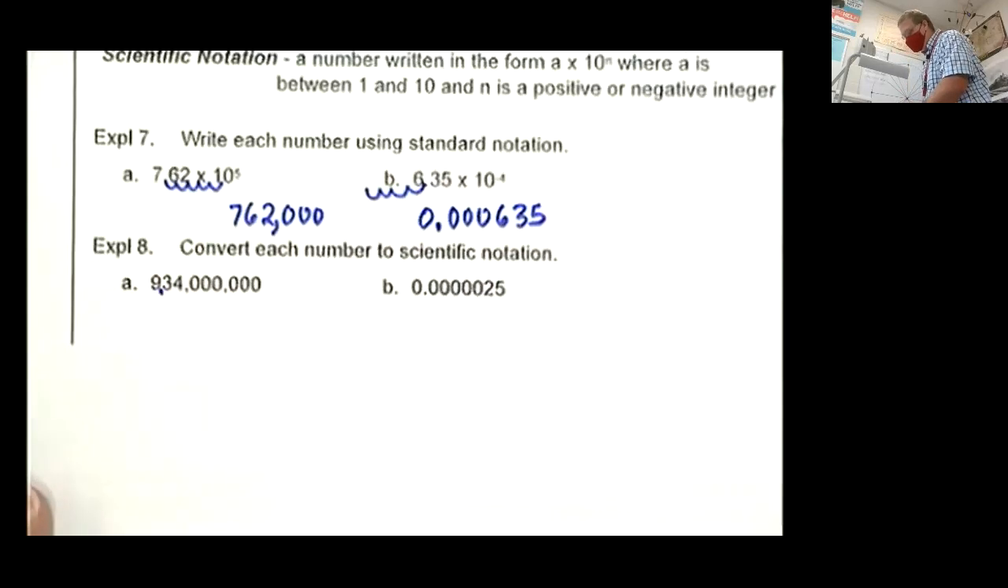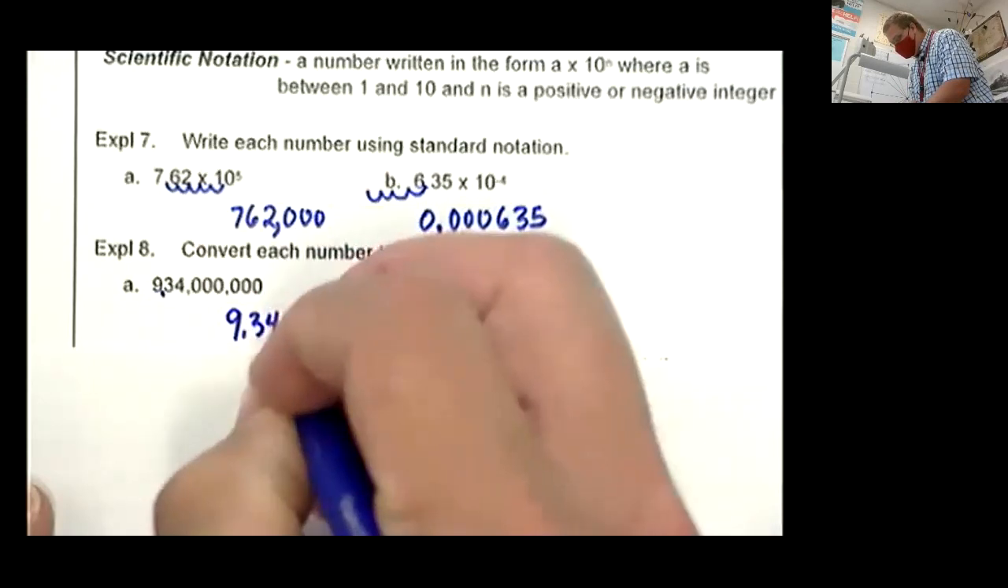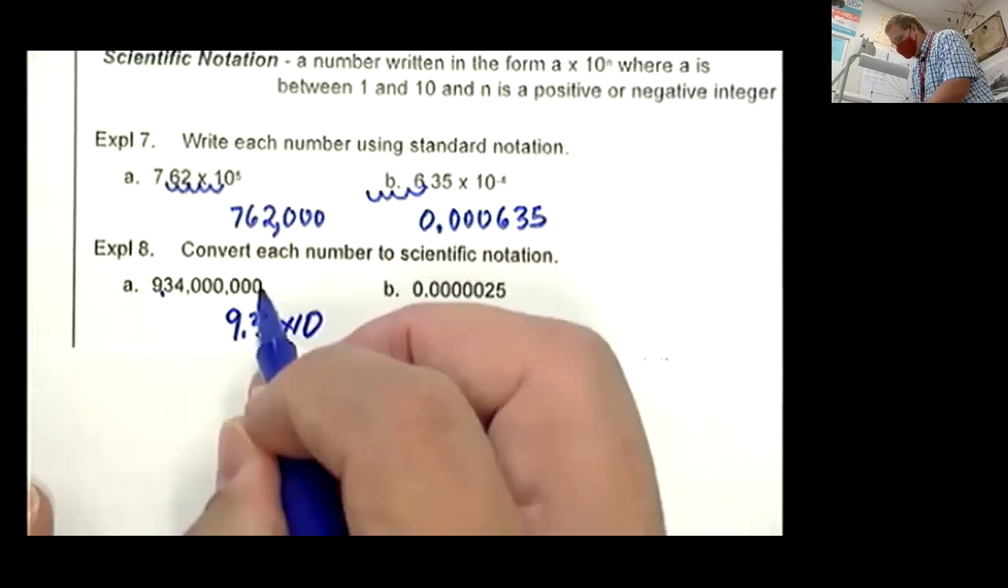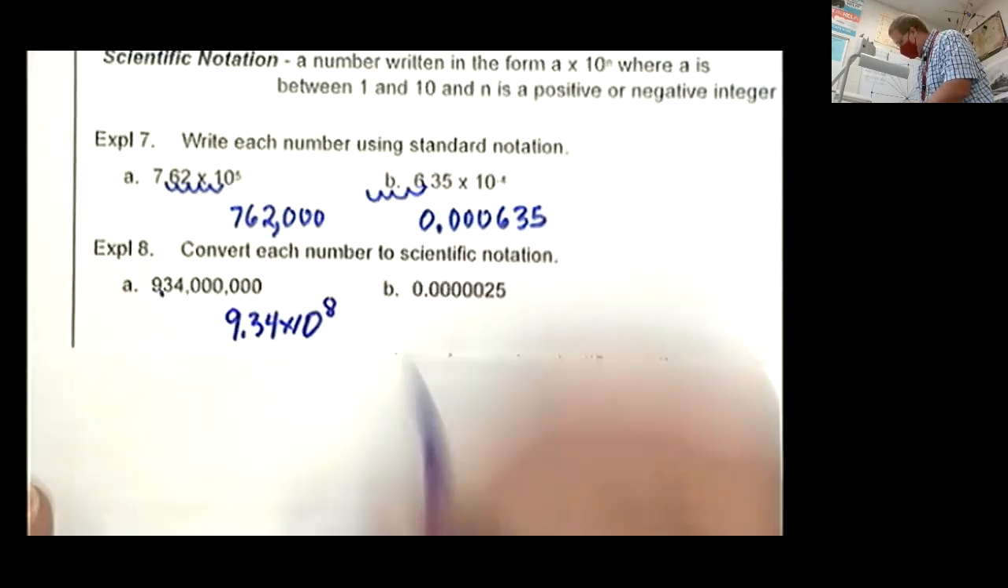Convert each number to scientific notation. Again, the decimal is going to go after the first non-zero digit, which is the 9. That's 9.34 times 10. How many places do we have to go to get there? There's 3, there's 6, and that would be 8.